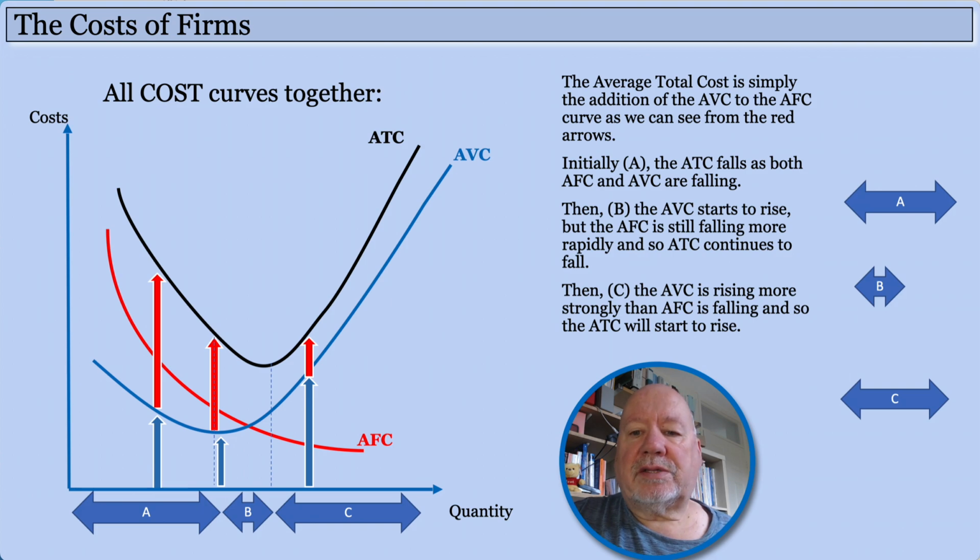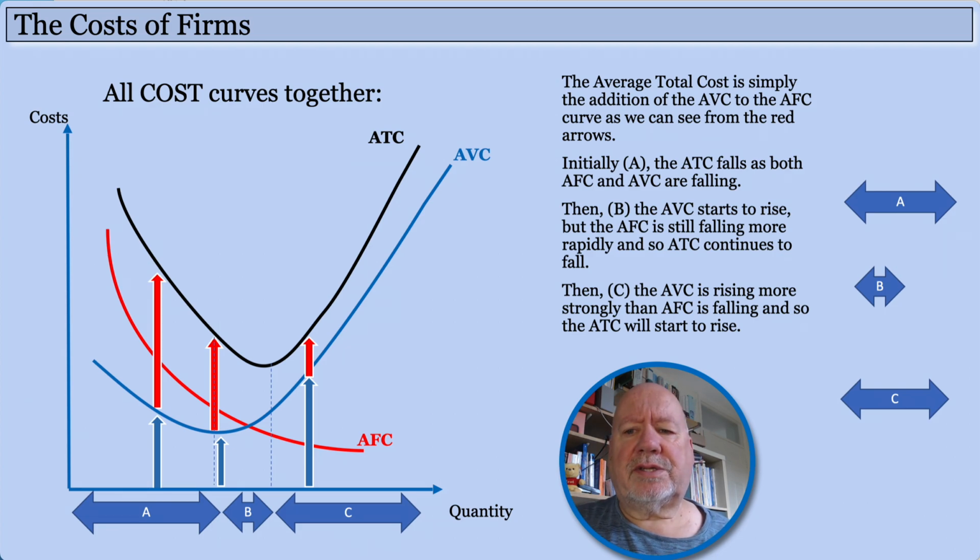Initially A, that's when the average total is falling because both the average variable is falling and the average fixed is falling. Okay, to this point. Then you get a time when the average variable starts to go up, this range here B, but the average fixed is also falling, and so it's still bringing the average total cost down. But then you get a range where the small fall in the average fixed is now not offsetting that big rise in the average variable, and so the average total turns up. So that explains the shape of those curves.